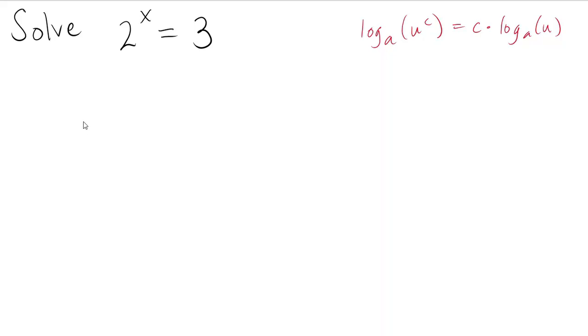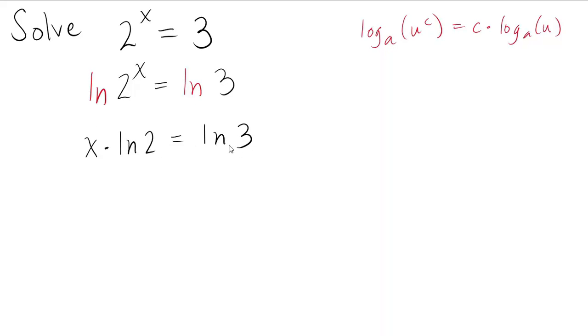Now you can apply any logarithmic base that you want, but I'm kind of partial to the natural log. So I'm going to take the natural log of both sides. So the natural log of 2 to the x equals the natural log of 3. And now on the left side, I'm going to apply that property of logarithms. I can bring the exponent down and write this as x times the natural log of 2. The right side would be the natural log of 3. And now I divide both sides by the natural log of 2, and I get x equals the natural log of 3 divided by the natural log of 2.